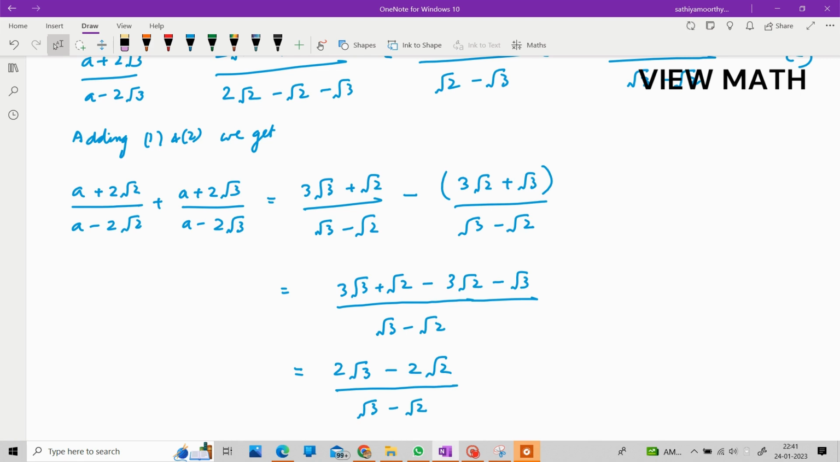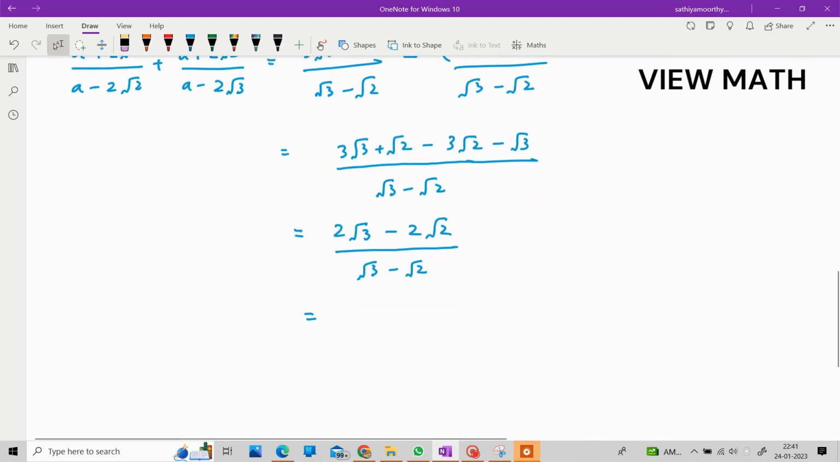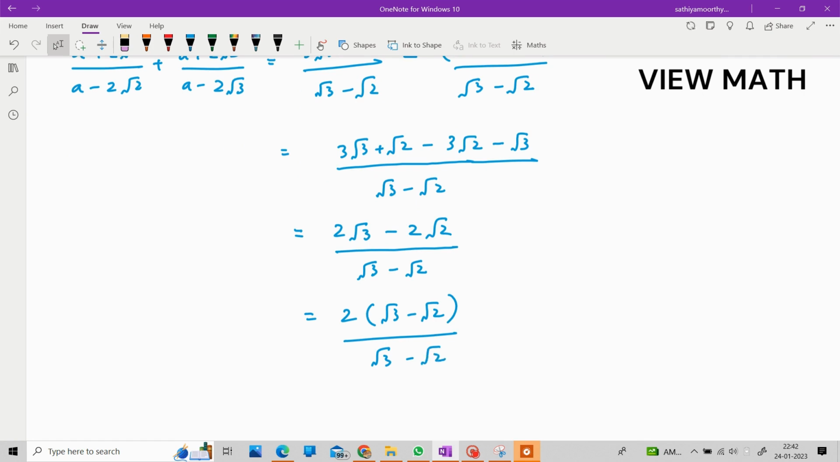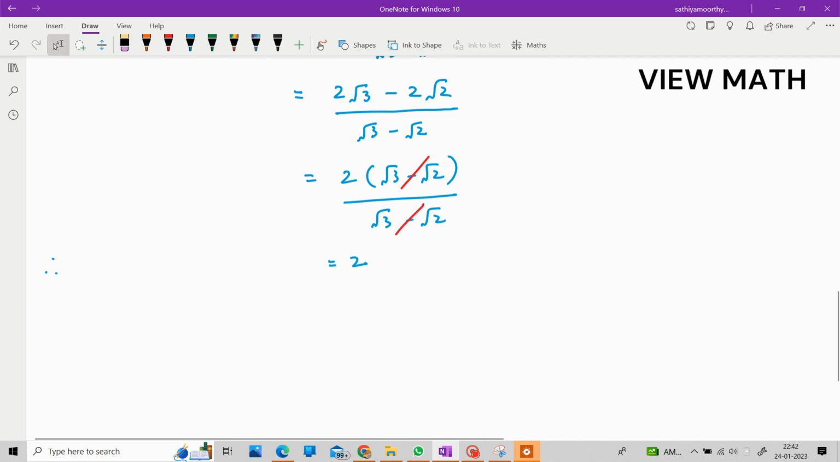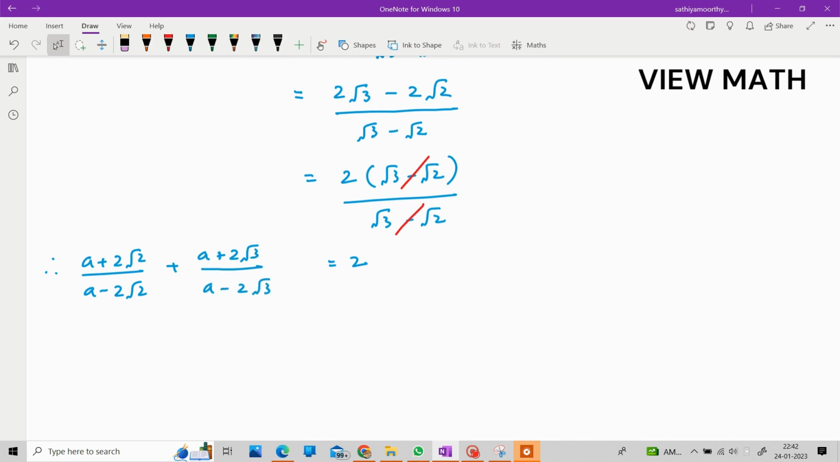Now 2 is common. Let me take it outside. I'll be getting 2 into root 3 minus root 2 by root 3 minus root 2. Now I can see in the numerator and denominator root 3 minus root 2 is common. Let me cancel. I'll be getting this is equal to 2. So we have found out, therefore, a plus 2 root 2 by a minus 2 root 2 plus a plus 2 root 3 by a minus 2 root 3 is equal to 2.